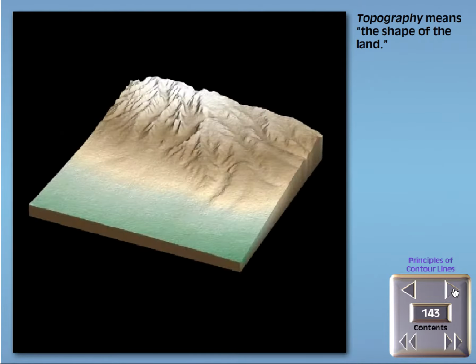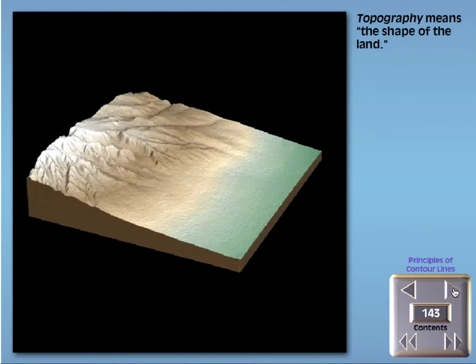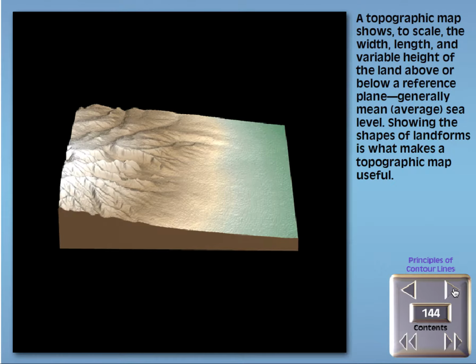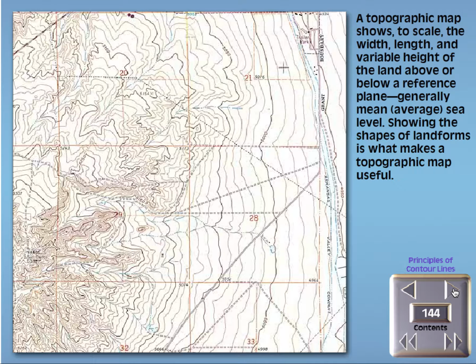Topography means the shape of the land. A topographic map shows to scale the width, length, and variable height of the land above or below a reference plane, generally mean sea level. Showing the shapes of landforms is what makes a topographic map useful.